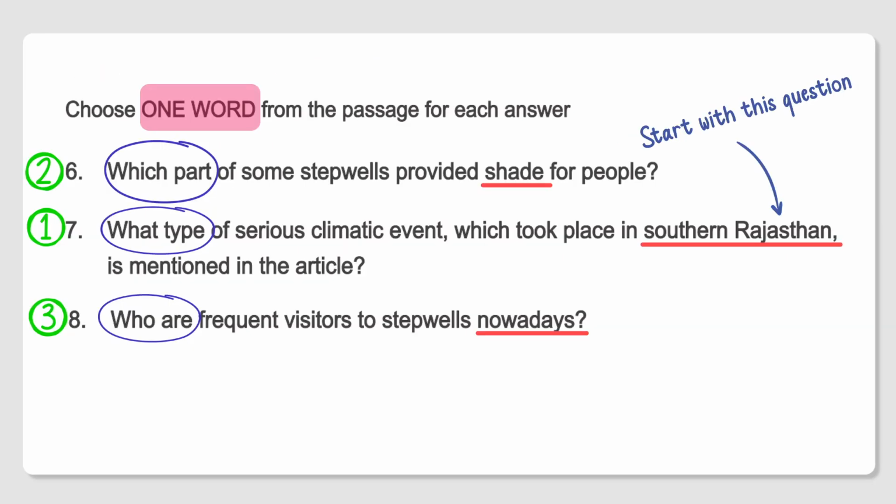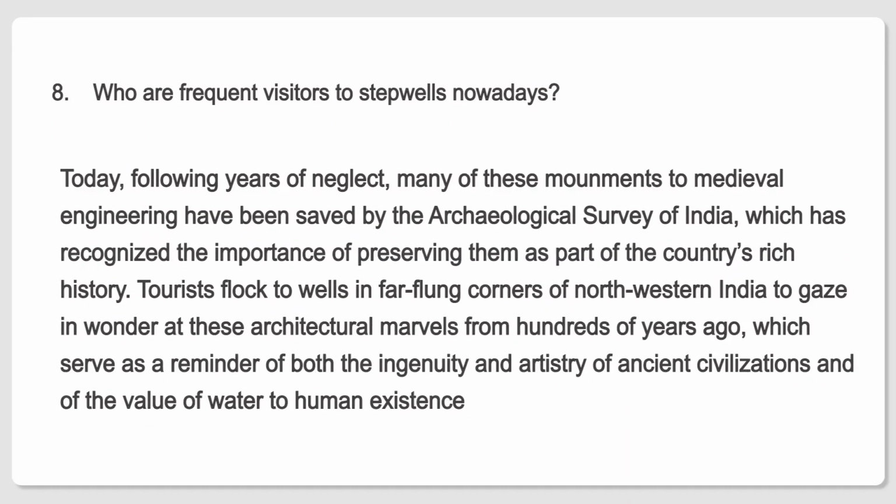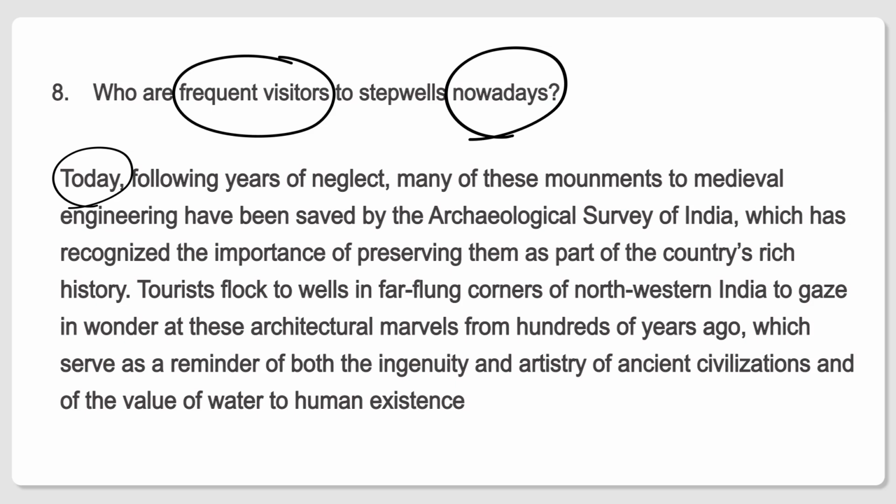Now let's jump into our next question, which is question number 8. Who are frequent visitors to stepwells nowadays? As I said, we have to find any synonym language for nowadays or frequent visitors. These are our keywords here. Reading the text, we come across a paragraph that starts with today. We have found today, and we know that this paragraph is going to talk about nowadays, right? So the answer is definitely here in this paragraph.